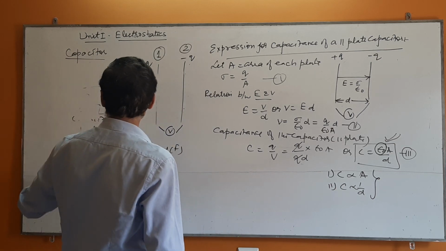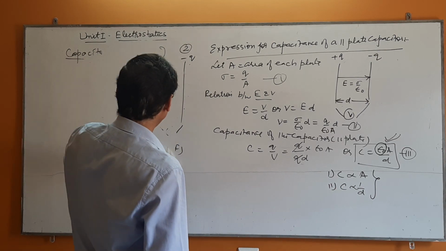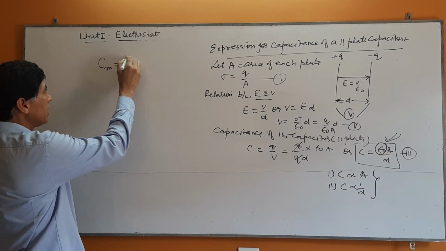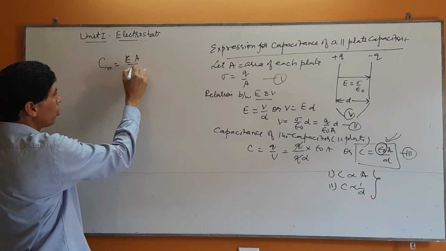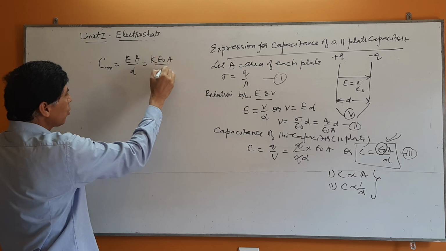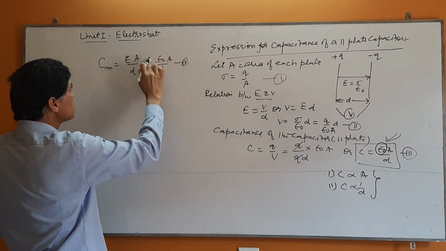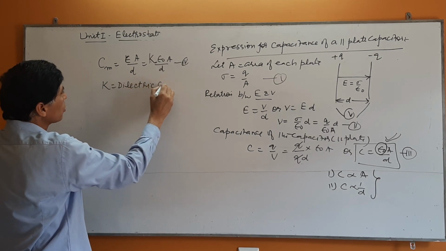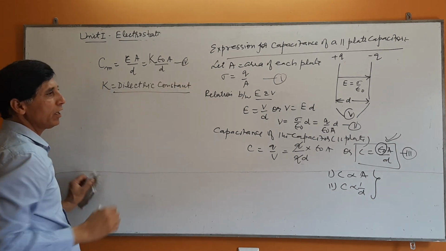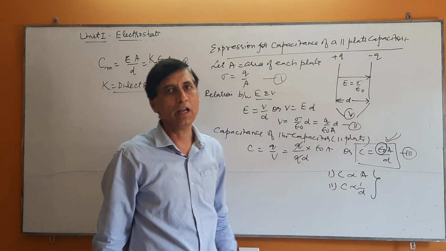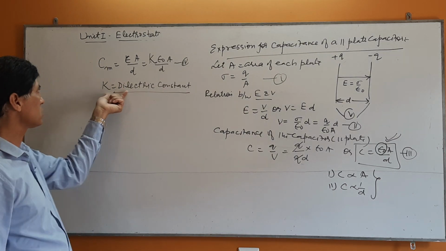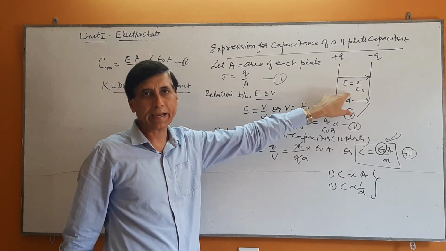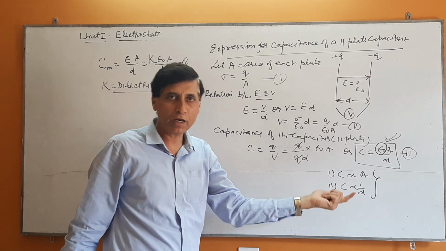If you want to derive this formula in case of any medium between the plates of the capacitor, then C of medium is equal to epsilon A upon D, and as we know it is K epsilon naught A upon D, where this K is called the dielectric constant. We have discussed it in detail, dielectric constant in case of Coulomb force, in case of electric field. So this C_m also depends on the medium between the plates of the capacitor, and the capacitance will become K times.